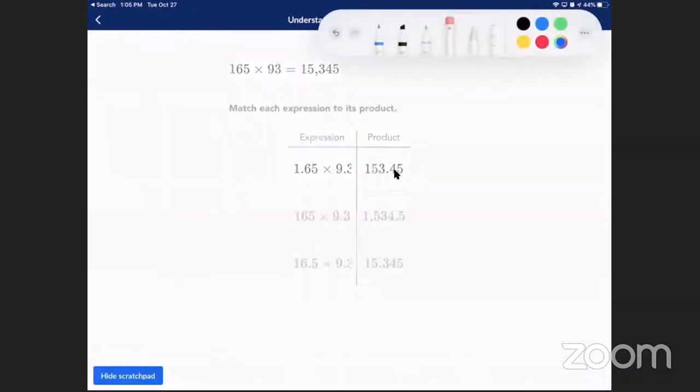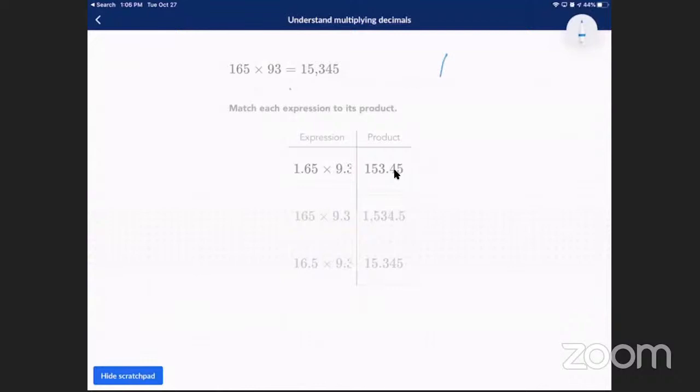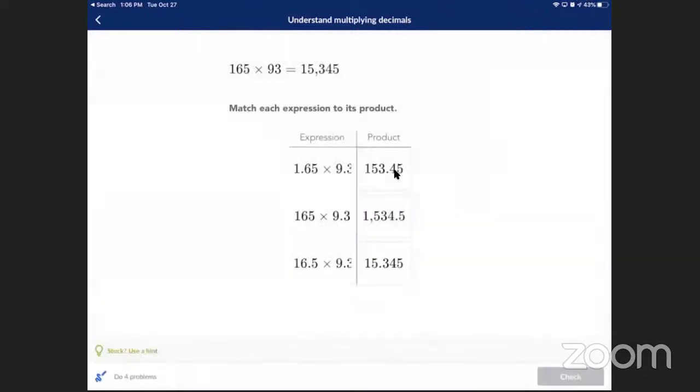Okay, so we have here 165 times 93 and that equals 15,345. And 165 times 93 is 15,345. And they're saying that's what it is. Now we want to match the expression with the product. We gotta look at these little weird numbers here.